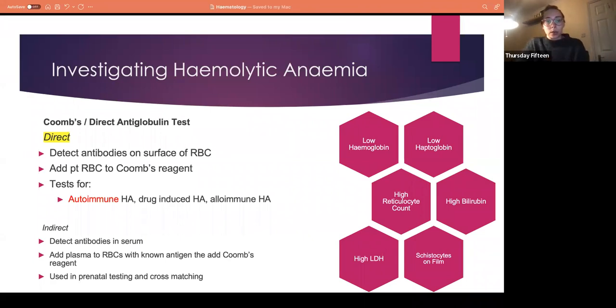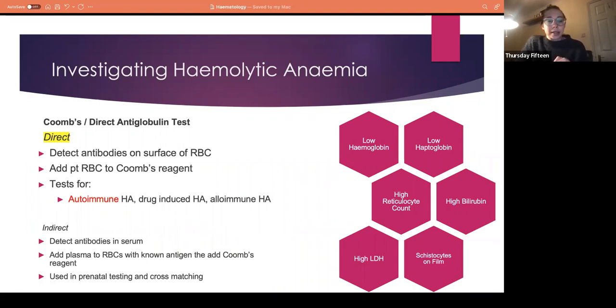Other things that you'll see on blood tests that would suggest hemolytic anemia: low hemoglobin, obviously, low haptoglobin, you get high reticulocyte counts, so immature red blood cells, because they're trying to make more to make up for it. You get high bilirubin, high LDH, so they're both indicative of increased cell turnover. And you get schistocytes on the blood film, which are fragments of red blood cells, so that suggests that they're being broken down.